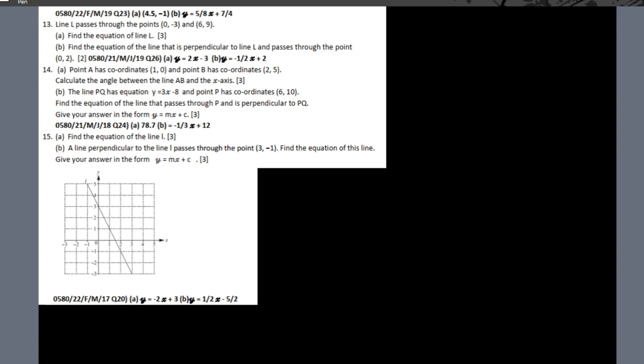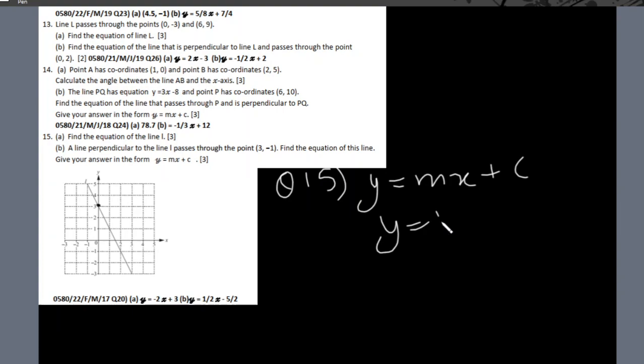Question 15. Find the equation of line L. So the equation is y equals mx plus c, and we can tell from the figure that c is where the line cuts the y-axis, and that's 3 here. So y equals mx plus 3.